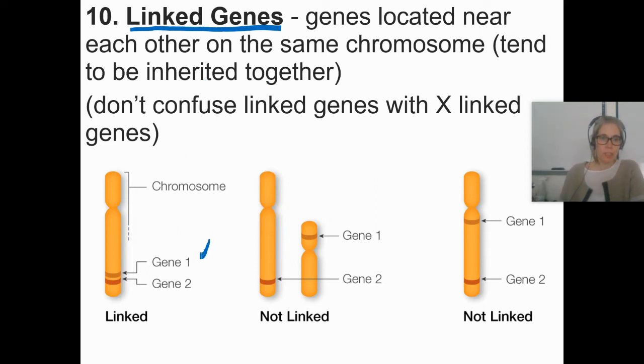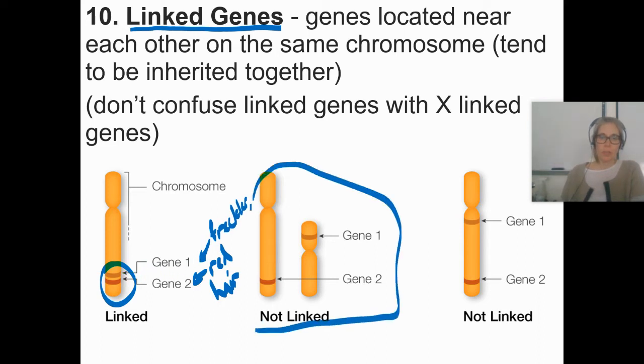So, for example, let's say this is the gene for freckles, and this is the gene for red hair. They're going to tend to be inherited together because they're so close. So, the only thing that would separate these genes out would be a crossover right here. But if genes are on different chromosomes, then they're not linked.